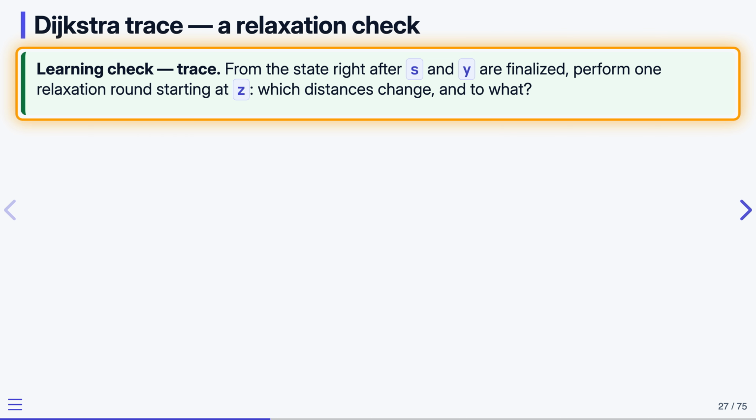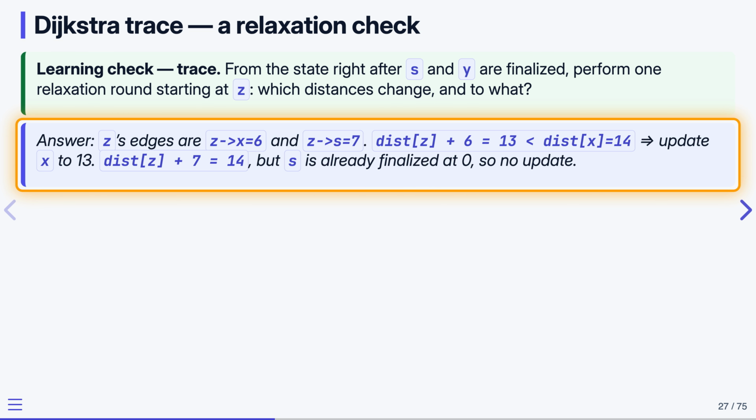Here is a quick check on that trace. Start from the state right after S and Y are finalized. Do one relaxation round starting at Z, which distances change into what? Pause and work it out. Let us work it out.